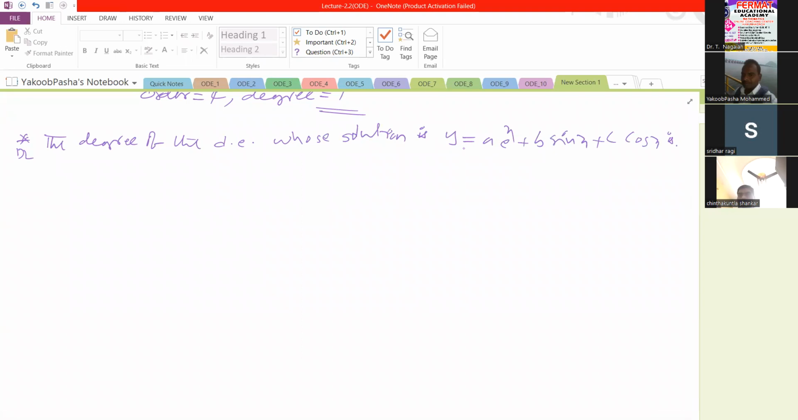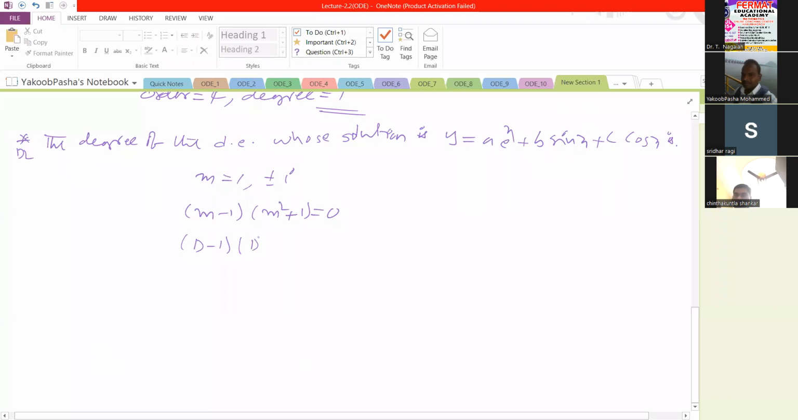Okay, already we know that order is equal to the number of arbitrary constants. Here the arbitrary constants are a, b, c, so order is equal to 3, no doubt. But we need to find the degree. So here the roots of the differential equation: e power x means 1, and sin x plus cos x means plus or minus i. So the corresponding auxiliary equation is (m minus 1) into (m square plus 1) equal to 0. So the corresponding differential equation is (D minus 1)(D square plus 1) y is equal to 0.